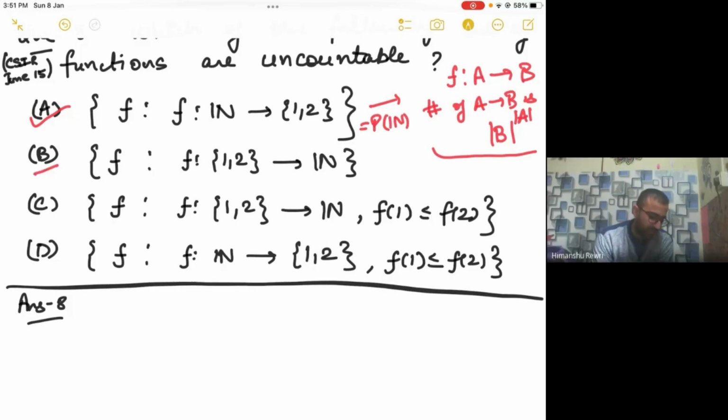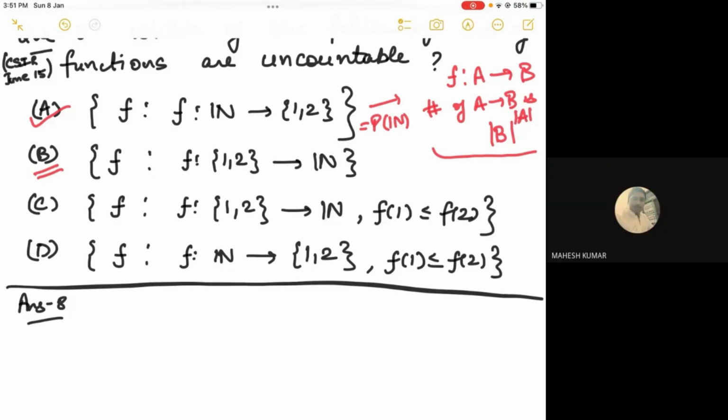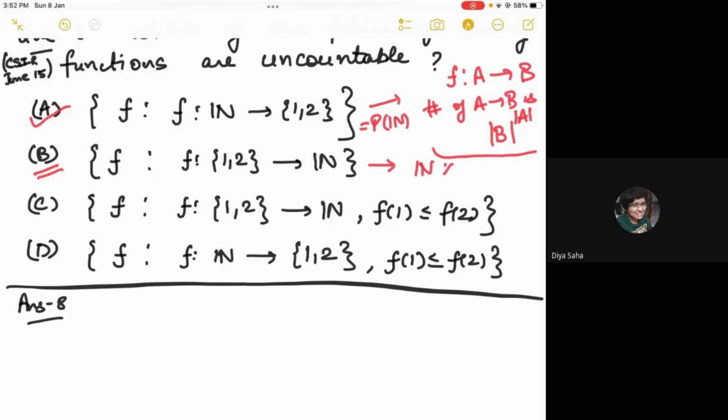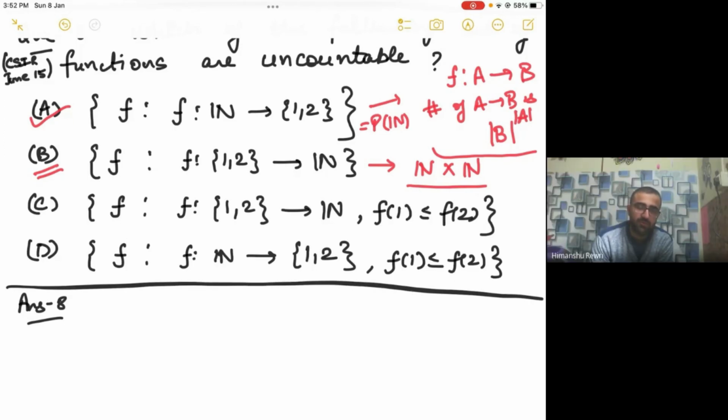Okay, what about option B? It is countable. False, countable. Why? We can construct a bijective function from the set to N times N. So what will be the cardinality of this set? Natural number plus natural number. Yes, sir. And why is it countable? Right. So we know the result that the Cartesian product of finite countable sets is countable.